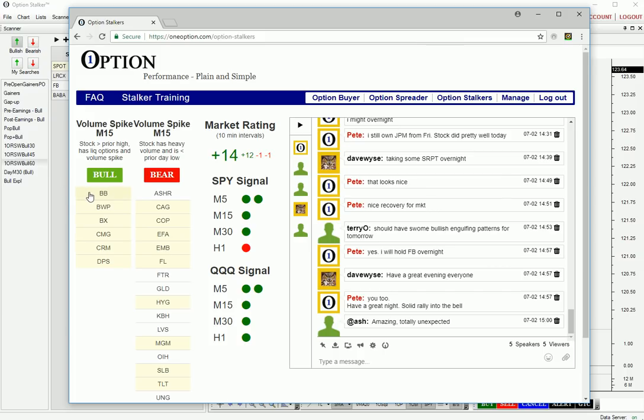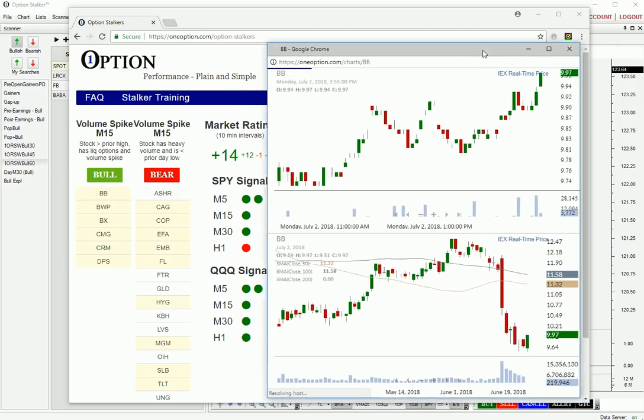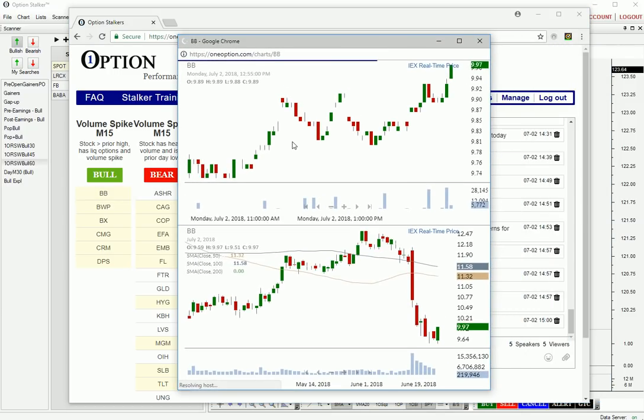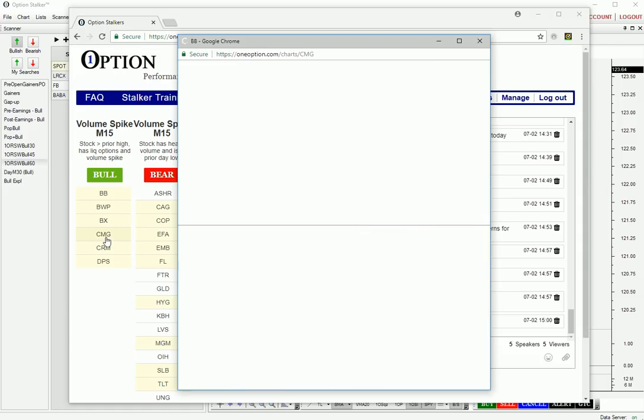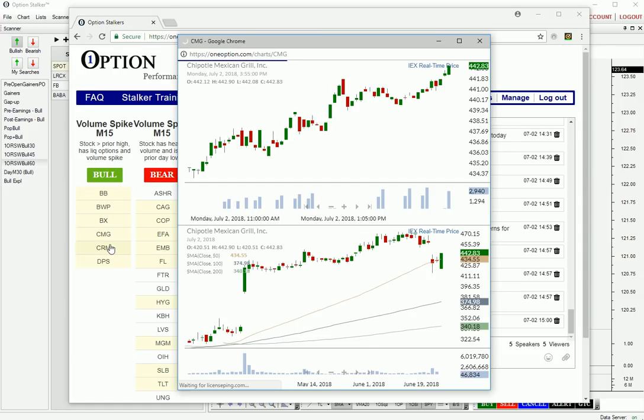When the results come in real time, users can click on the chart, click on the symbol and bring up a real-time chart. The upper chart is a 5-minute chart, the lower chart is a daily chart. So this is just a quick reference because for the most part, we're going to be using the Option Stalker platform to view the charts. But sometimes it's quick and easy to just use the pop-up within the chat room itself.